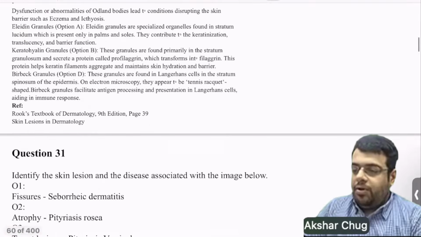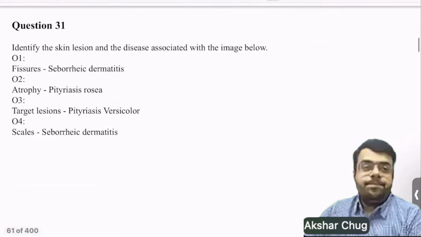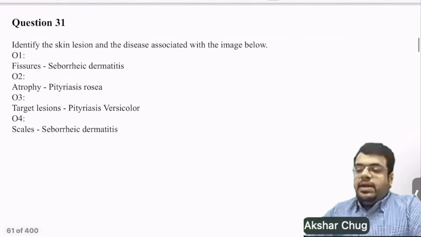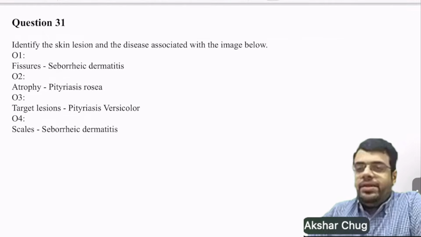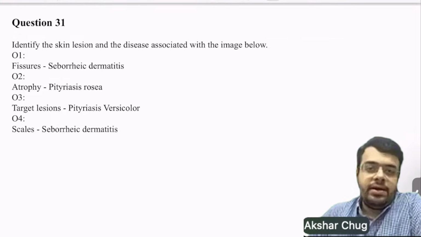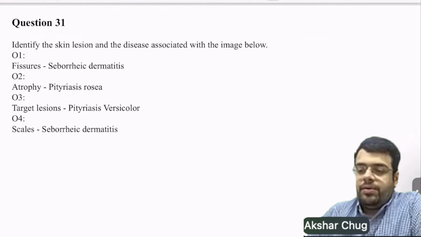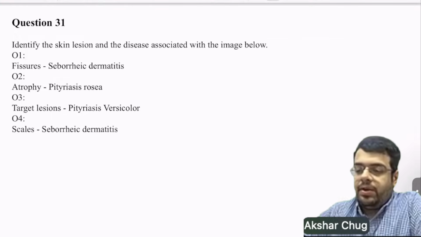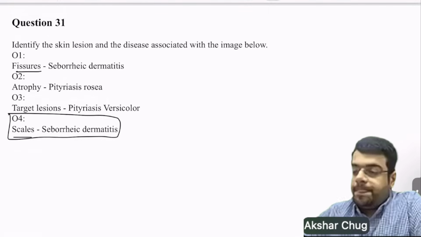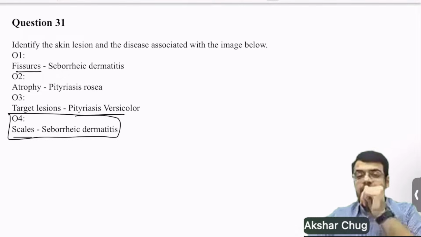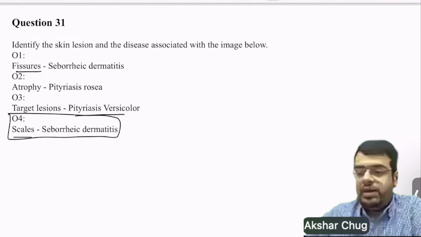Moving on to question 31. Identify the skin lesion and the disease associated with the image below. Basically, the image provided was of seborrheic dermatitis, and even without the image, just looking at the options, we could see that seborrheic dermatitis presents with scales and not with fissures. In pityriasis versicolor, we don't see target lesions. Also in pityriasis rosea, there is a Christmas-tree distribution of the lesions.